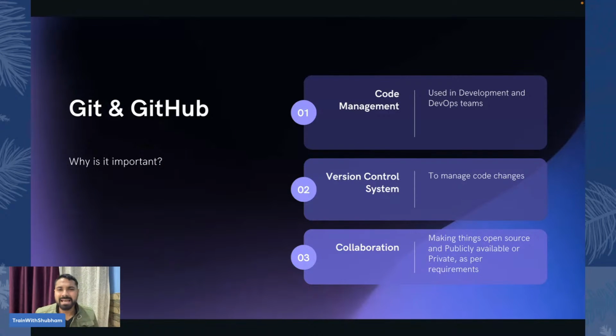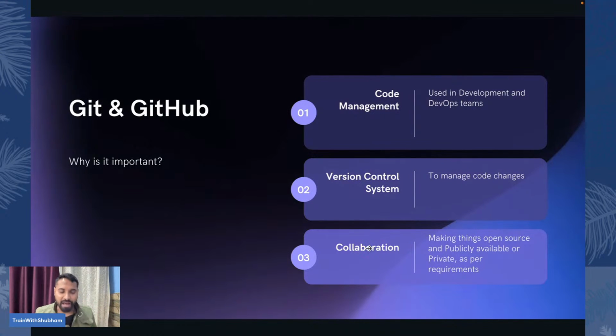Now, someone will say, why GitHub, why not GitLab? Why GitLab, why not Bitbucket? So basically, the underlying technology here is Git, which is the version control system that allows you to do code management, that allows you to do version control, and allows you to collaborate with different teams.